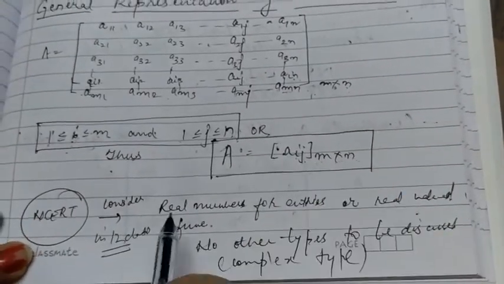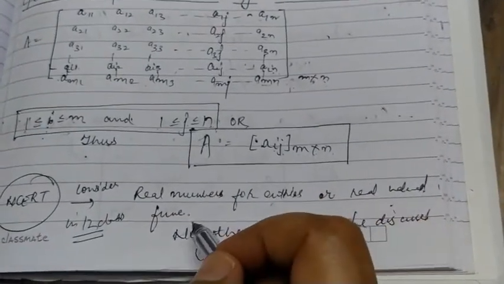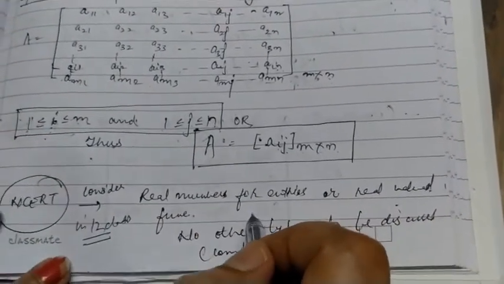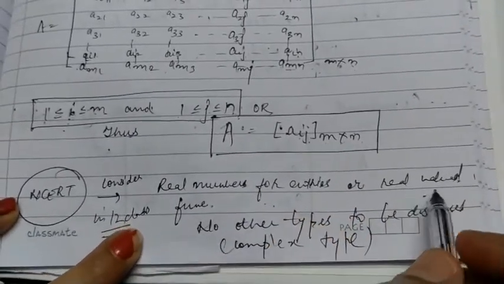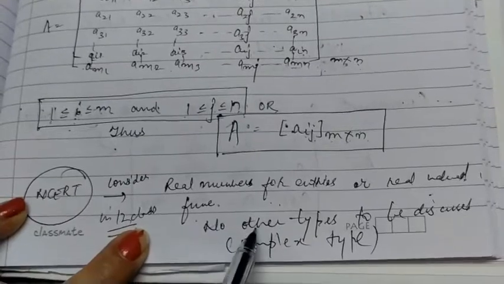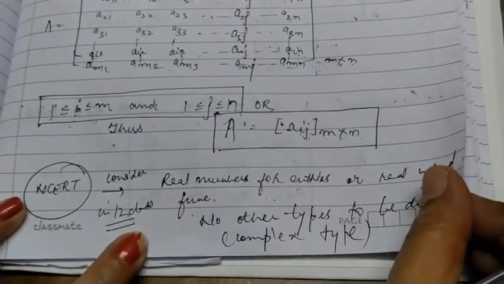Okay. In NCERT we can write any entries, but what NCERT wants is only real numbers, or there can be real valued functions. No other entries like complex numbers are included in NCERT class 12th.